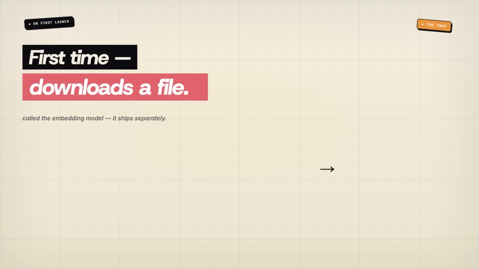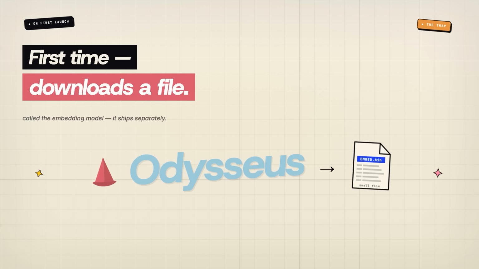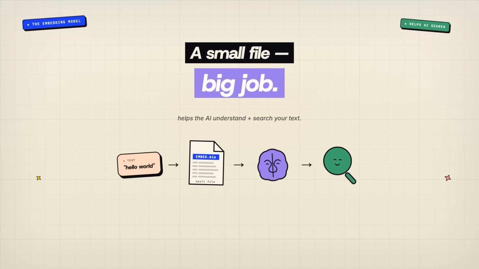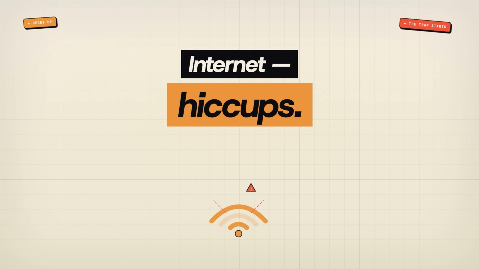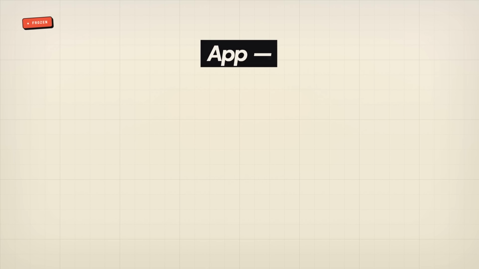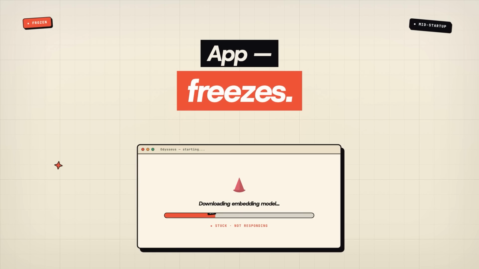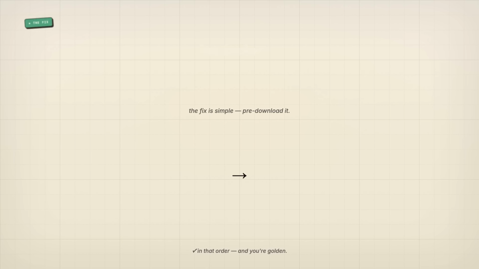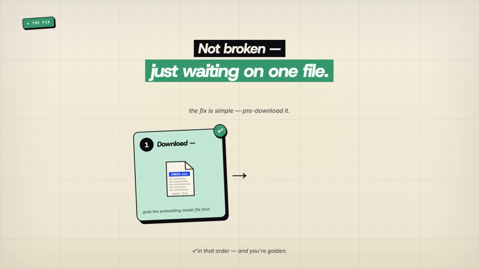The very first time Odysseus starts, it needs to download something called an embedding model. It's a small file that helps the AI understand and search text. Now, if your internet hiccups even slightly during the first launch, the download is going to stall, and then the whole app just freezes mid-startup. Then your browser shows nothing and you think that you broke something, when really it's just waiting on one file. Now, the fix is simple.